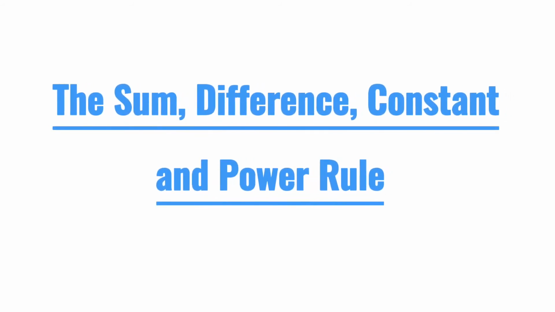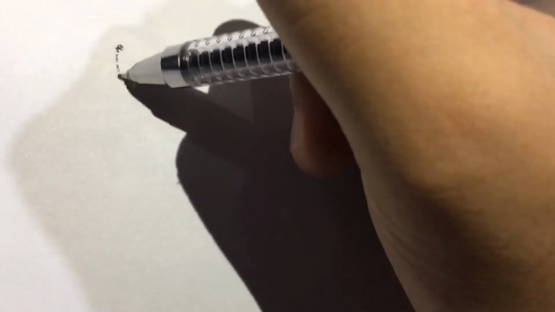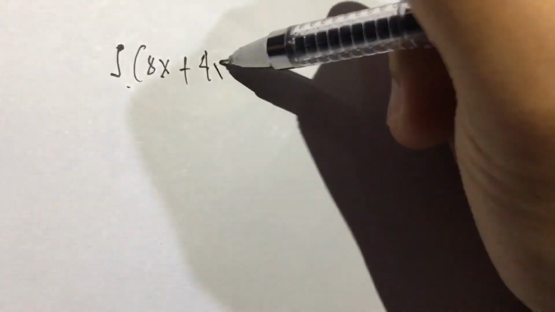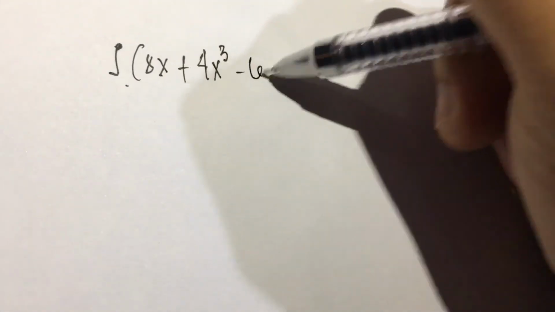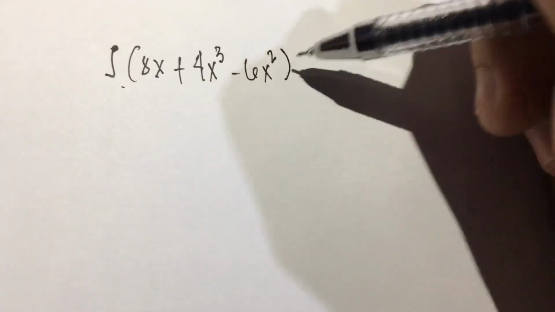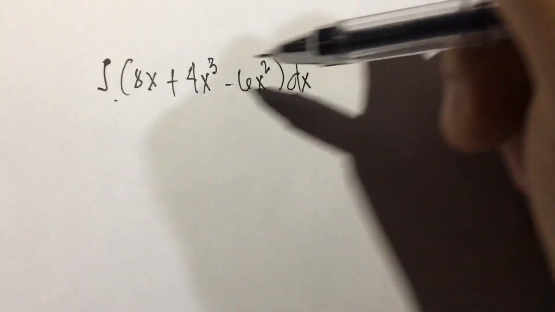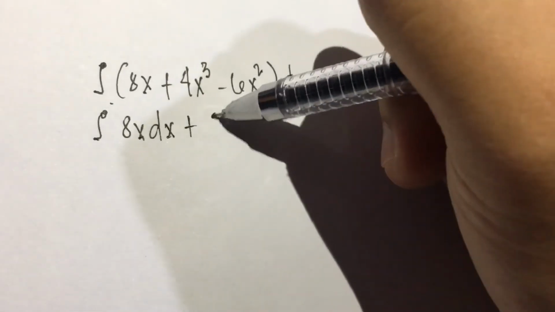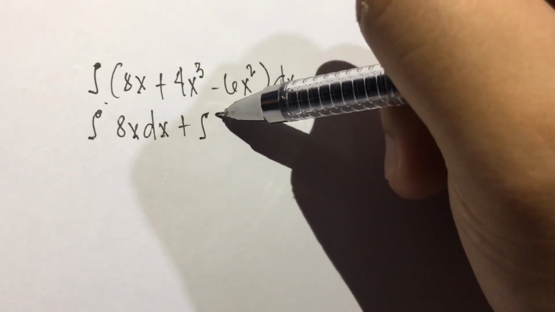The sum, difference, constant, and power rule. Suppose we want to find the indefinite integral of 8x plus 4x cubed minus 6x squared. First, we need to apply the sum and difference rule.